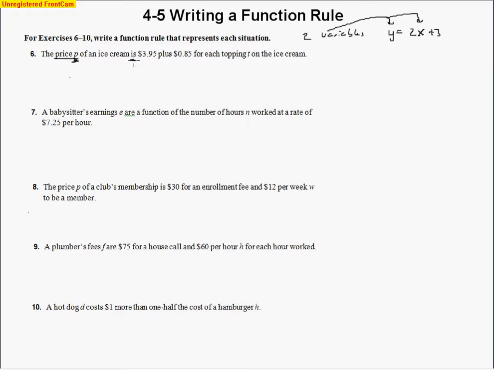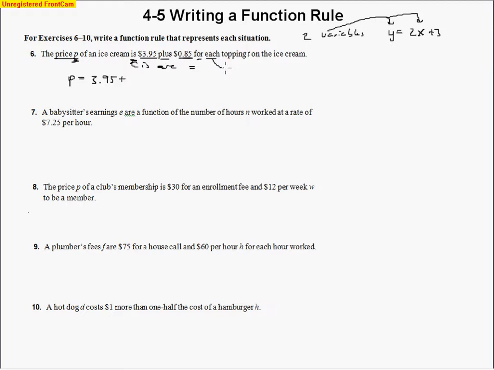Now this is a key word here. When you see the word is or are, these words define where the equal sign goes, so I'm going to start with that. P equals, the price equals $3.95 plus. Well, they're kind of giving this away. They're saying $3.95 and then an addition sign, and then right here, 85 cents for each.